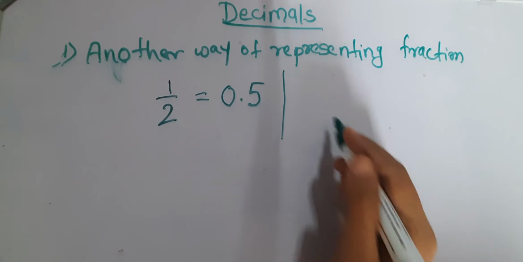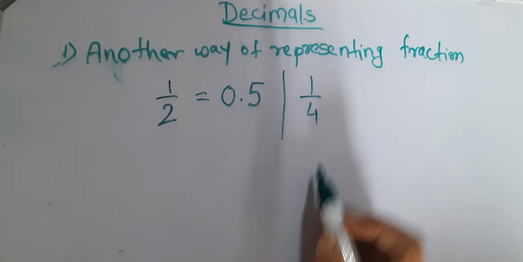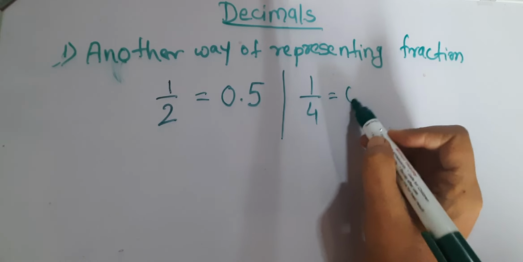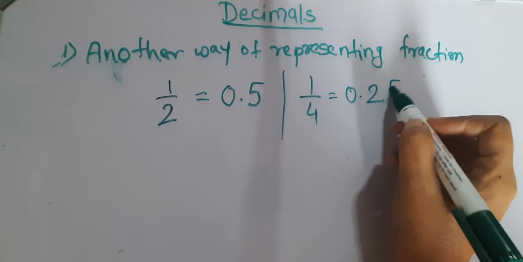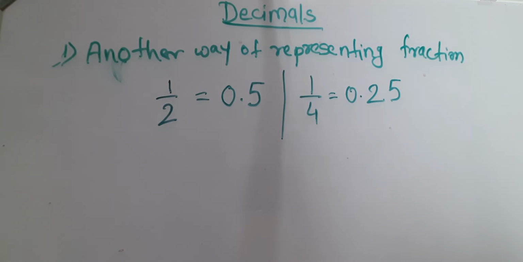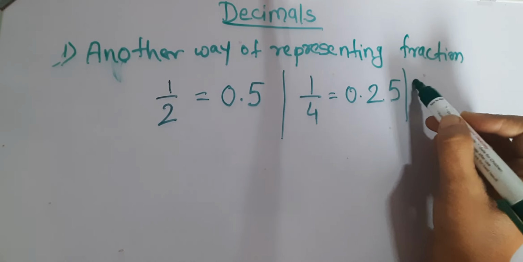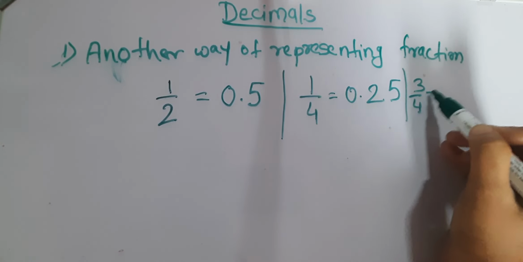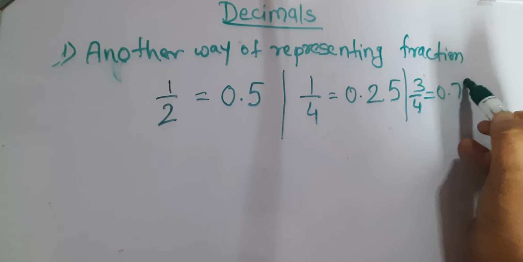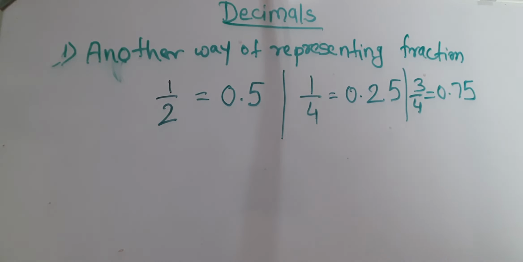If we have 1/4, then we write 1/4 in fraction. In decimal we write it 0.25, right? Similarly 3/4 in fraction, in decimal it is 0.75. Okay, so decimal is nothing but another way of representing fractions.